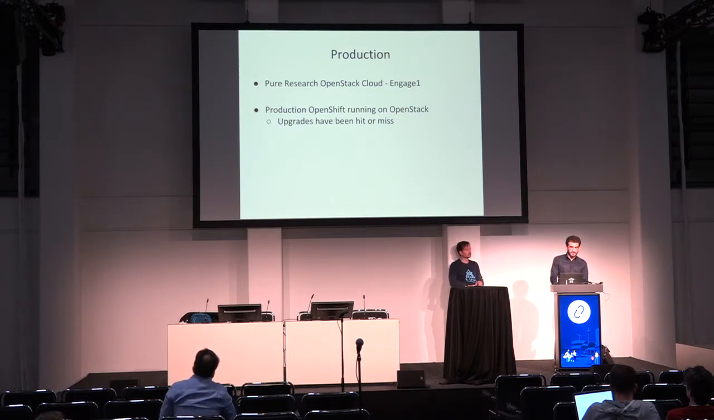We also have a separate research OpenStack cloud, which we mostly reserve for researchers, and it has GPU nodes and stuff like that. But we do not support it as much as the production cloud. We also have an OpenShift running on top of OpenStack, and upgrades with it have been pretty hit or miss, going from one version to another. It's almost like you're saying that upgrades are hard. Upgrades are always hard.